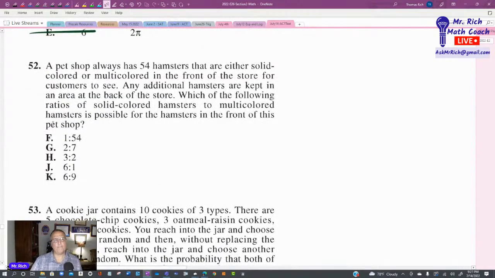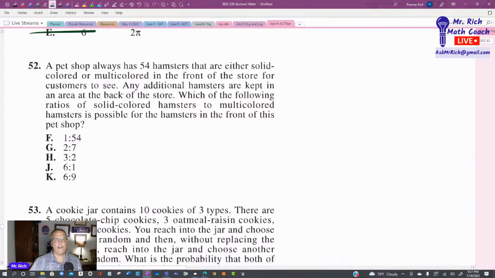All right, 52. A pet shop always has 54 hamsters that are either solid colored or multicolored in the front of the store for customers to see. Any additional hamsters are kept in an area at the back of the store. Which of the following ratios of solid colored hamsters to multicolored hamsters is possible for the hamsters in the front of this pet shop?